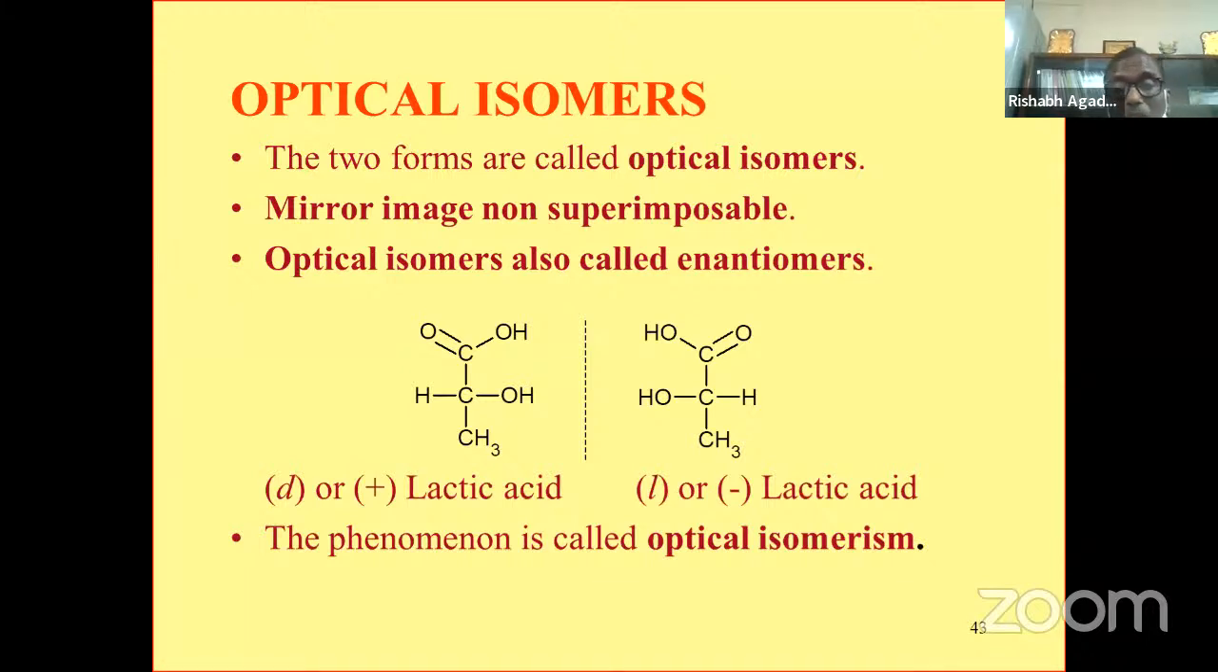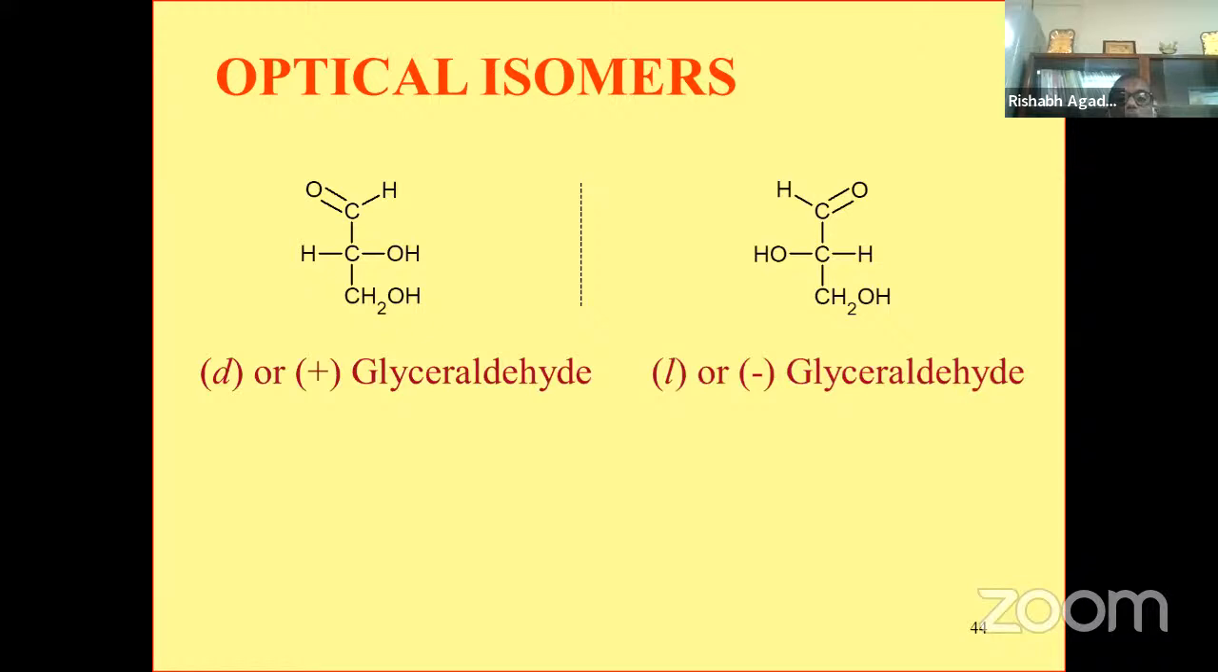A very good example, which I already took in my previous slide, is lactic acid. Here I can show D-lactic acid as well as L-lactic acid, and the phenomenon is called optical isomerism. Now optical isomers, in that case, for D-glyceraldehyde and L-glyceraldehyde. Here I have mentioned small d, meaning italic, which here means dextrorotatory and levorotatory.